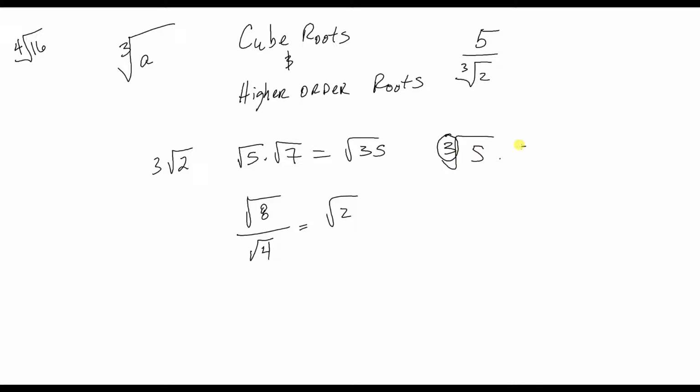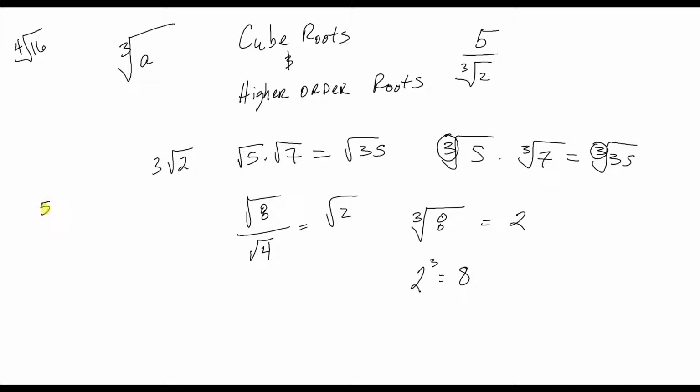So like this right here would be the cube root of 35. Now this thing right here, this is called the index. And the index tells you what kind of a perfect number you're looking for. So this is called cube root. The cube root of 8 happens to be 2 because 2 cubed equals 8. You see, that's how it works.